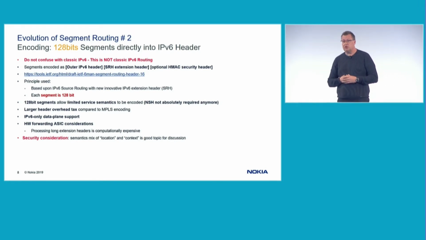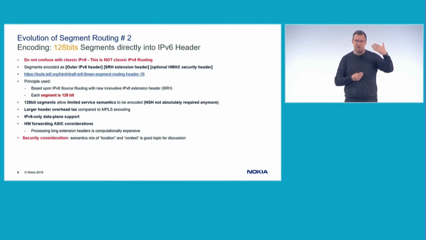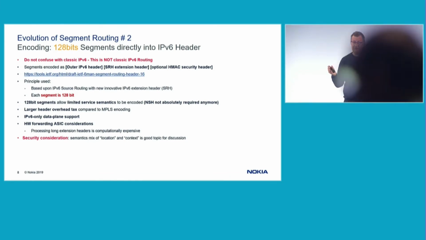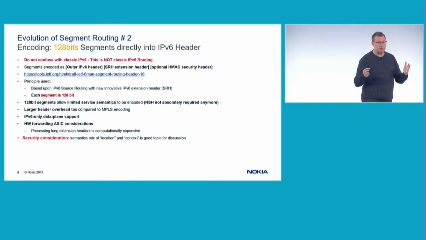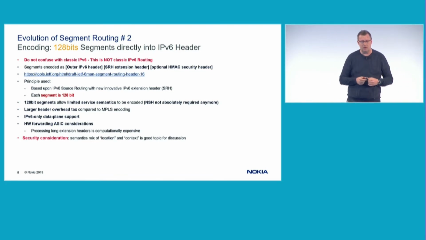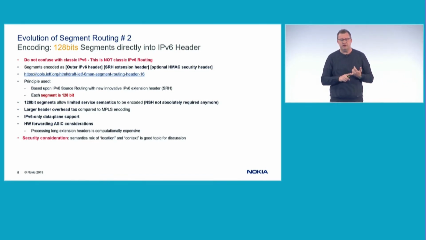Because if your instructions are bigger, then also the header overhead you will impose is going to be bigger. So you need to be aware of that. So it's pros and cons, and what is best for you will be based upon how you look at your network. Another artifact here is that this is for an IPv6-only data plane at this point in time.